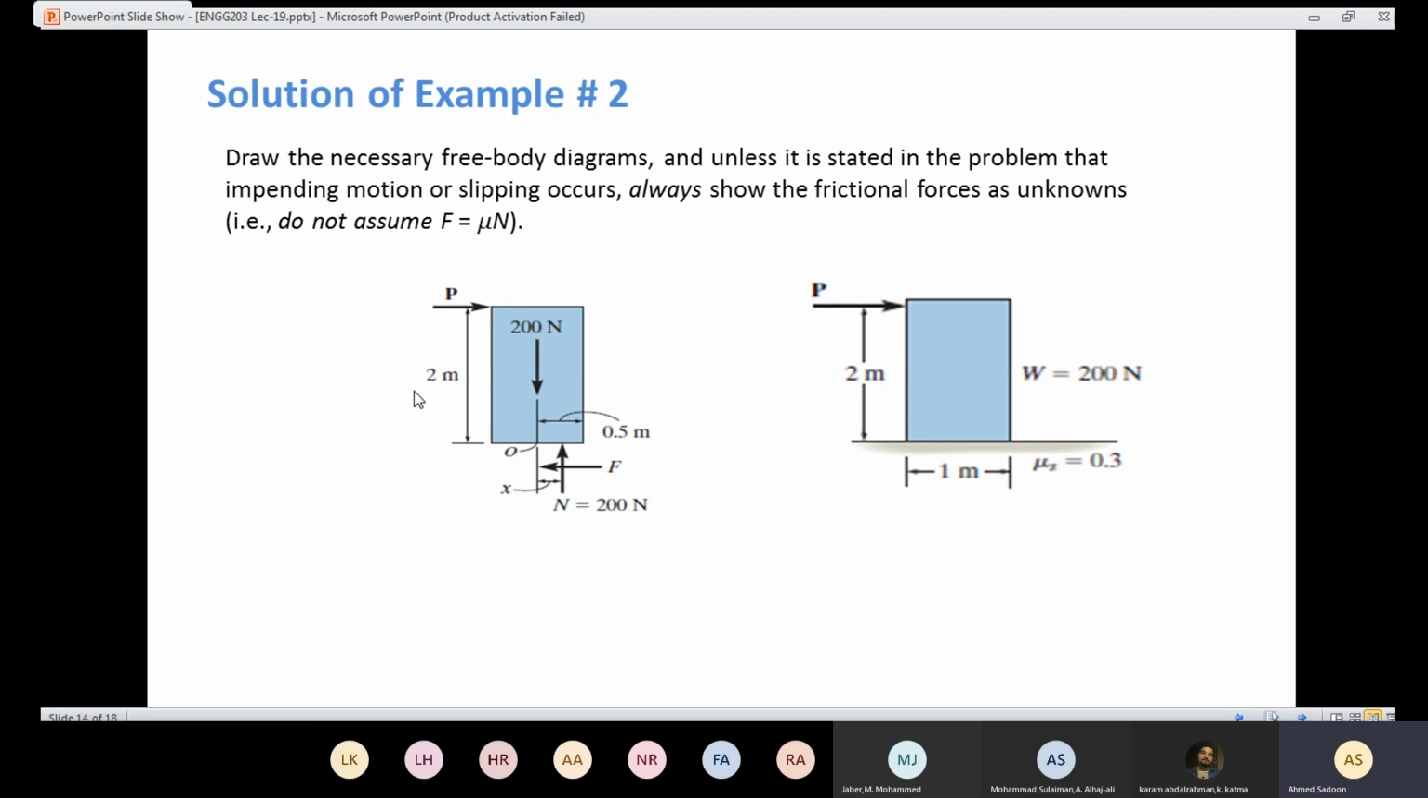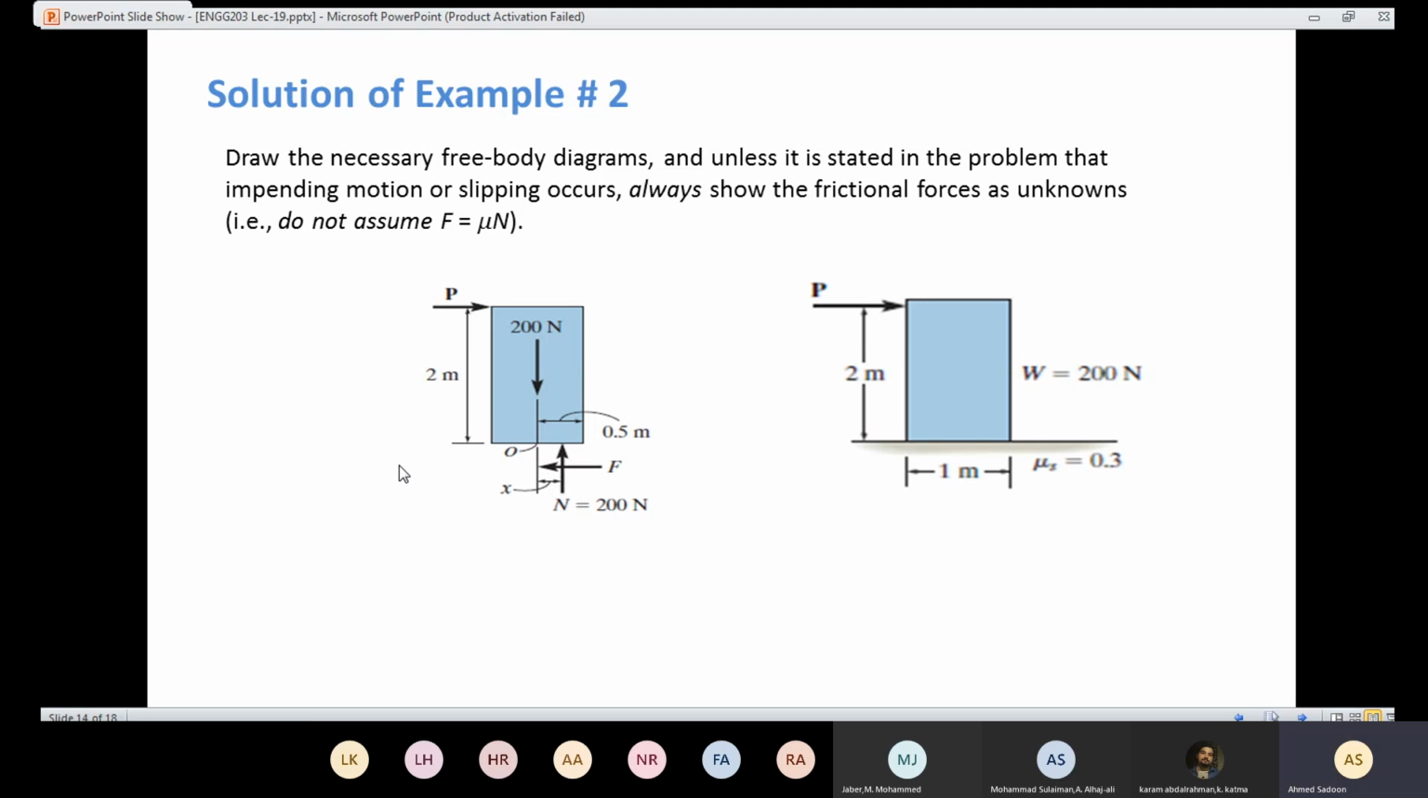If the value of P here is more than the value of the frictional force, then we are going to have sliding. So now we draw the free body diagram. We have the force P, we have the weight acting down, we have the normal force acting up at distance x, and we are going to have the frictional force opposite to the applied force P.